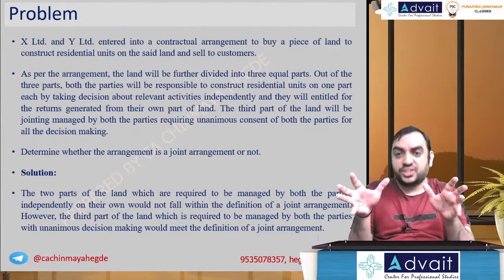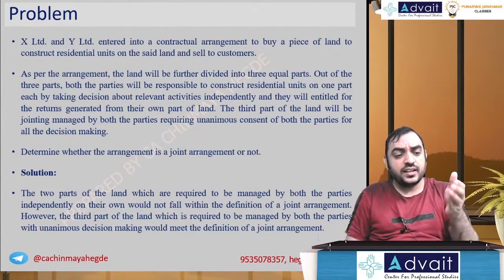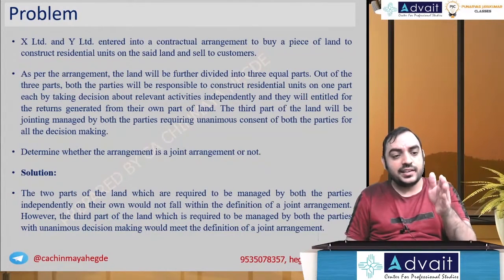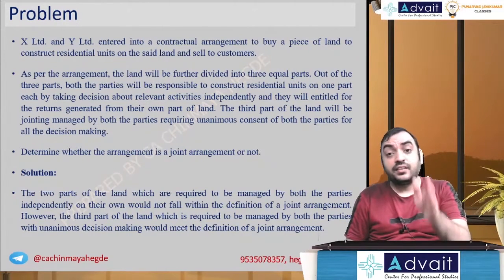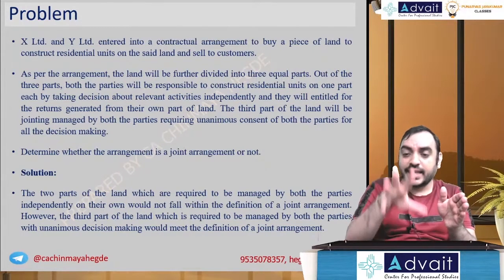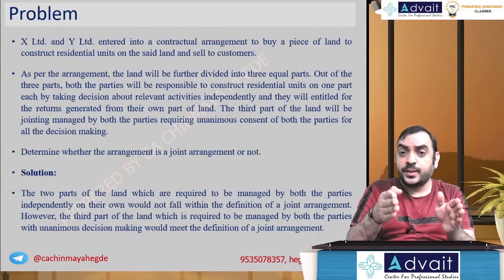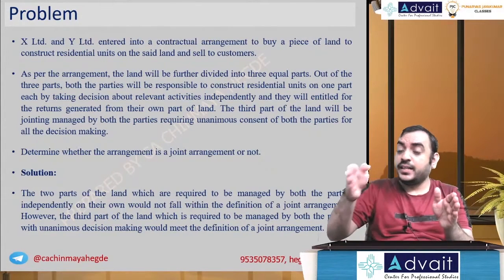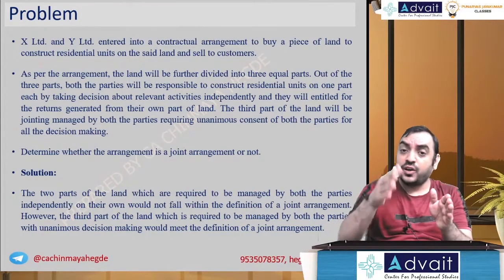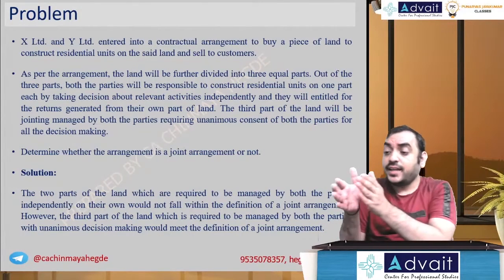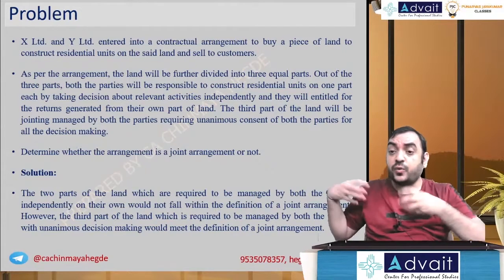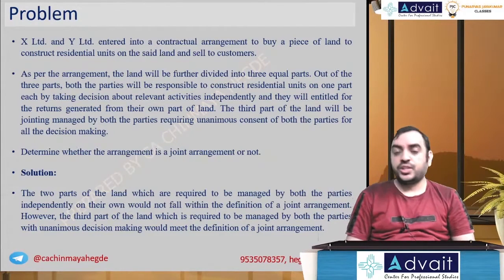We have three parts of the land. One part of the land, X Limited will sell independently and they are entitled to the return separately. Second part of the land, Y Limited will sell it independently and they are entitled to the returns for it. And there is a third part of the land which requires unanimous consent of both the parties.